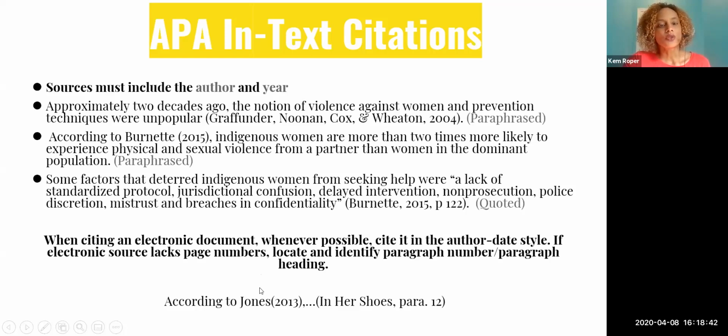When citing an electronic document, whenever possible, cite it in the author-date style. If the electronic source lacks page numbers, locate and identify paragraph numbers or the paragraph heading. So here's an example of what that might look like, as you see here. According to Jones, and the year of publication is there, and then at the end of the use of that source is an abbreviated title with the paragraph number.